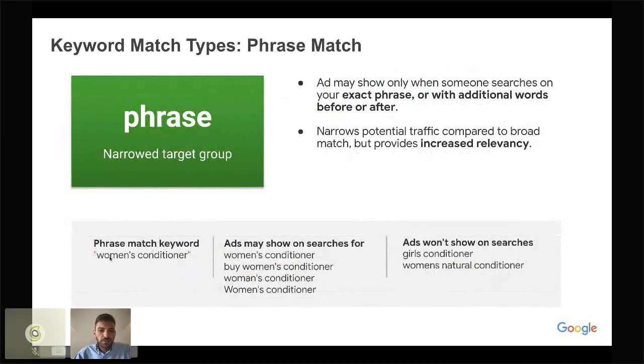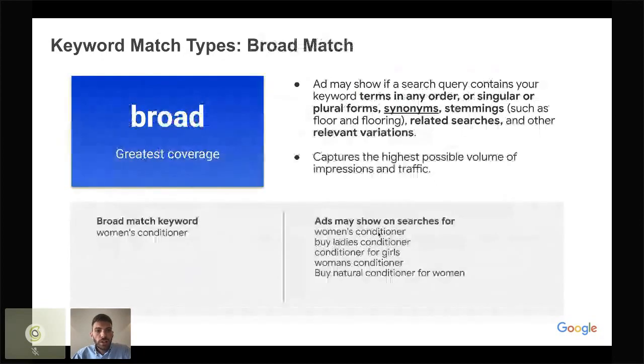If we go with phrase, women's conditioner with quotation marks, then we can advertise in these particular search terms. So we use this keyword aiming to advertise in these searches, but we will not go broader than women's conditioner or the particular ones shown here, i.e. we will not go into girls conditioner, for example. If we want to go in this direction, we'll need to use the broad match keyword with no quotation marks, no brackets, nothing, and we will end up advertising in all this range.